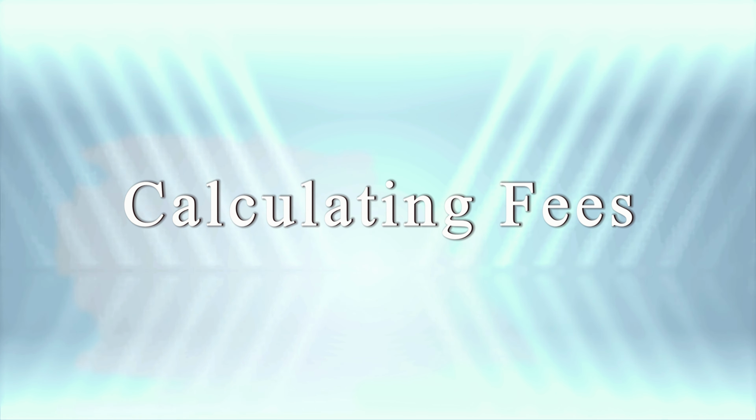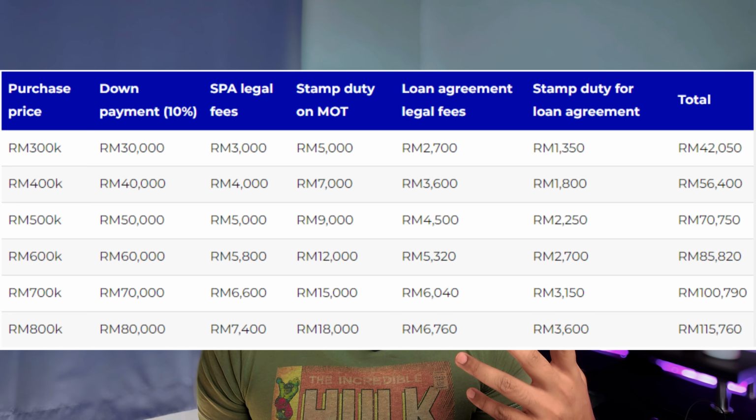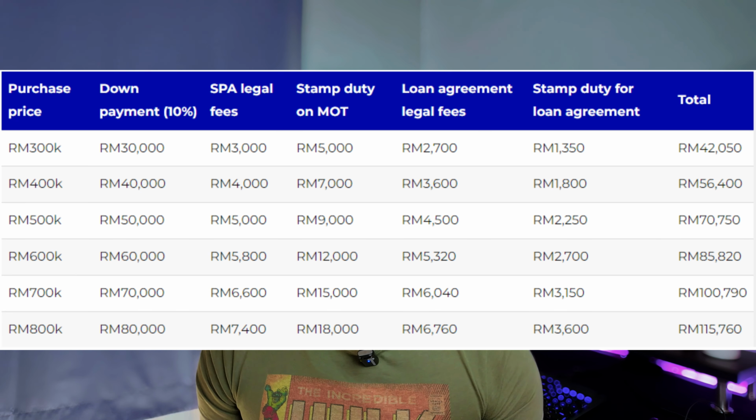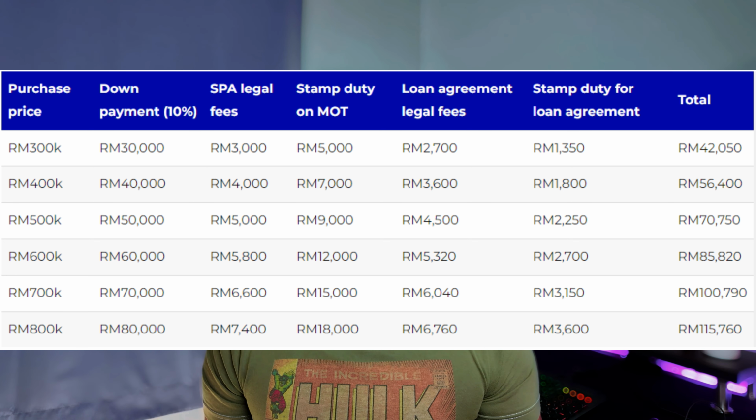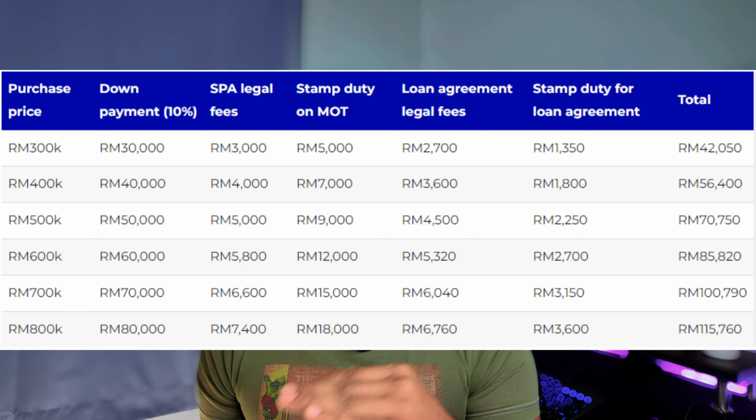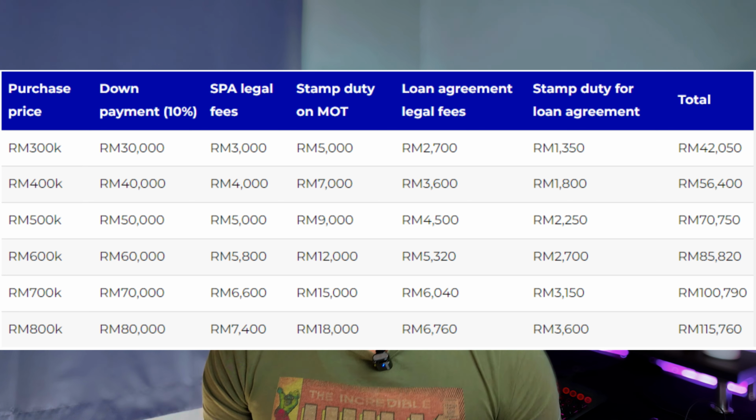Alright guys, so that is it for the total cost. Now let's go into the details. How do we calculate all of these costs? I'm going to put up a few tables, hopefully you guys can understand this way. So for a $300,000 property, a $500,000 property, maybe even a $1 million property, you can understand what the costs involved are.